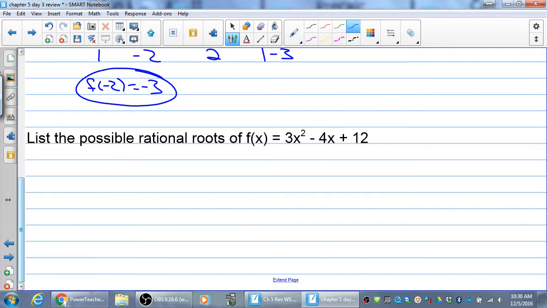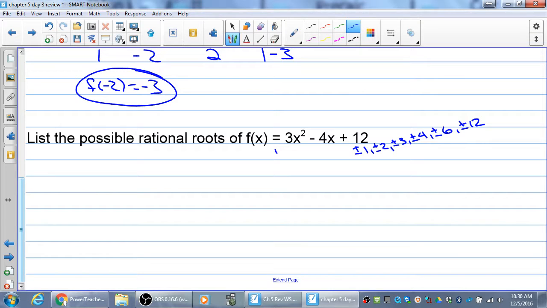List the possible rational roots of that. Now, on the test, if it says this, don't solve it. It's not asking you to solve it. It's just saying what are the possible rational roots. So we have 1, 2, 3, 4, lots of them, 6, 12. I hate seeing 12 because there's lots of factors of 12.